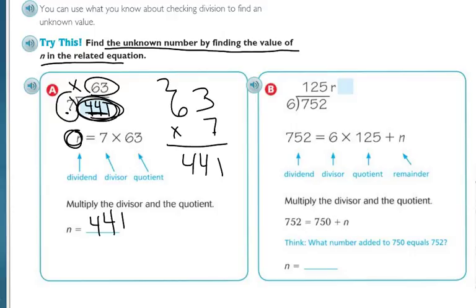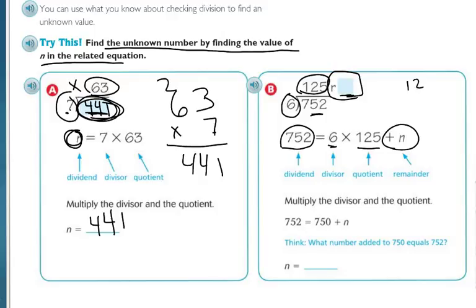We know that 752 divided by 6 is 125 with a remainder of something, right? So we can say 6 times 125 plus this unknown gives me 752. So if I put my 752 on the outside, I have 6 times the 125 plus my unknown answer. So let's first see what 125 times 6 is.